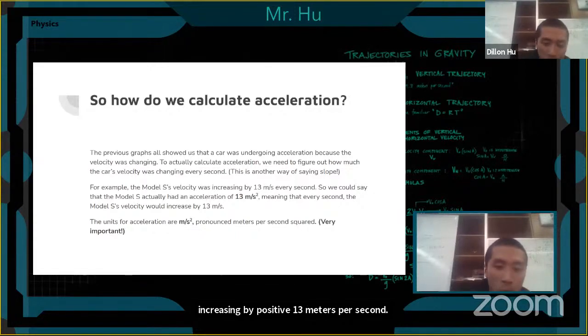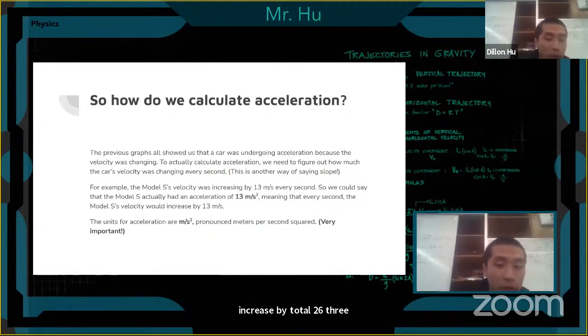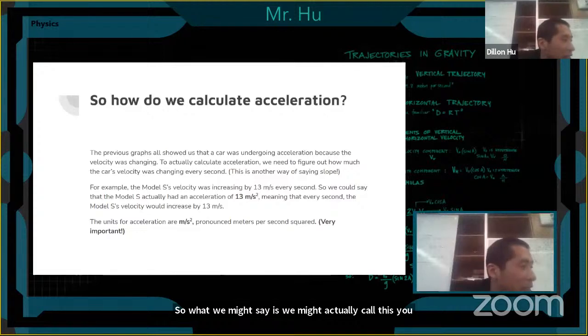So after 2 seconds, the Model S's velocity would increase by a total of 26. After 3 seconds, it would increase by a total of 39. So what we might actually say is that the Model S had an acceleration of 13 meters per second squared, which means that every second, the Model S's velocity would increase by 13 meters per second.